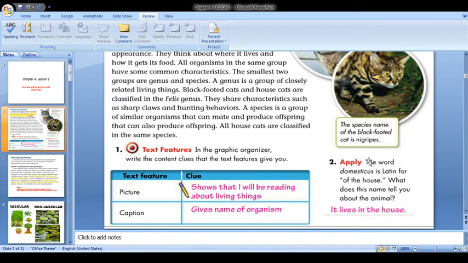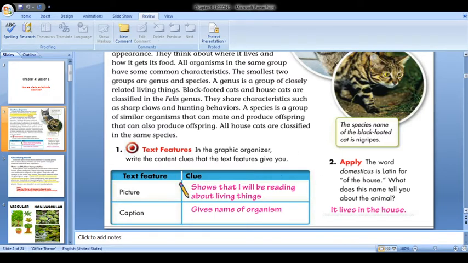Okay, now you can see this. The word domesticus is Latin for house. What does this tell you about the animals? They live in the house. So all the domesticus animals live in the house. Domestic cats, house cats, any animal that can live in the house, we can use a Latin term for them. It is called domesticus.